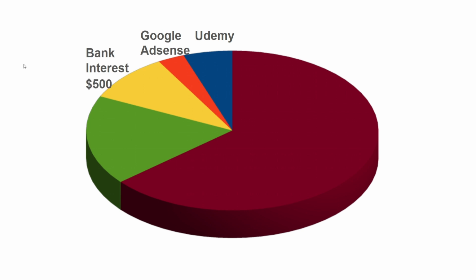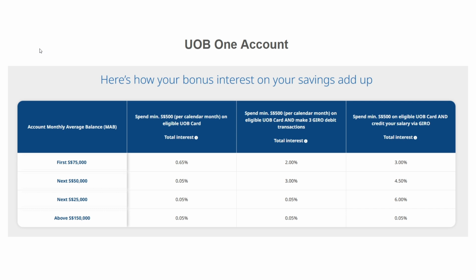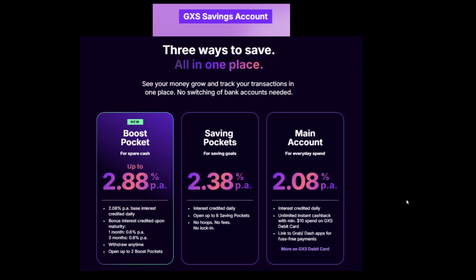I earned a total of $500 in the month of February from bank interest, from the high interest savings accounts that I put my money in. One of them is the UOB1 account. In order to receive higher interest from the UOB1 account, you do need to meet certain criteria. I also park some of my money in the GXS savings account, which pays the interest on a daily basis, and you can earn up to 2.88% per annum for your savings.